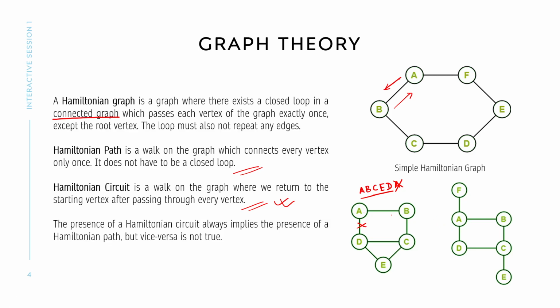A, B, C, D, A. No, that does not connect all the vertices, right? So E and F are left out. Okay. F A B C E C D A. Now you can't be going back on EC, right? You have already used CE, so you can't be going back. ABCDA does not connect all the vertices, right?